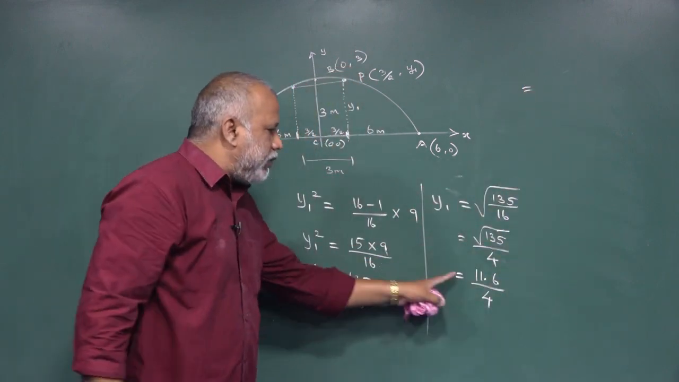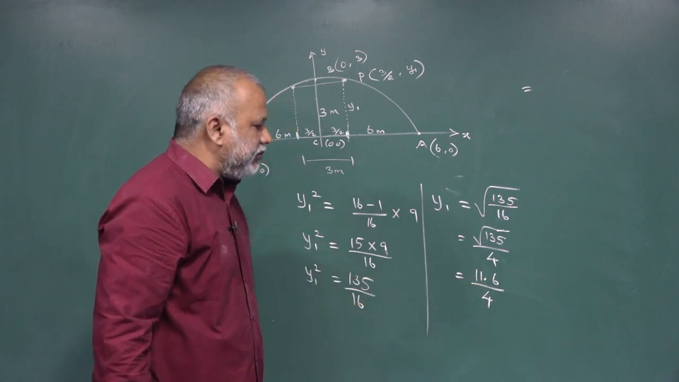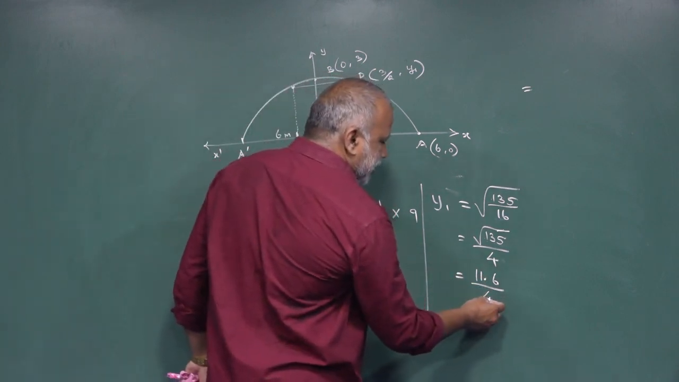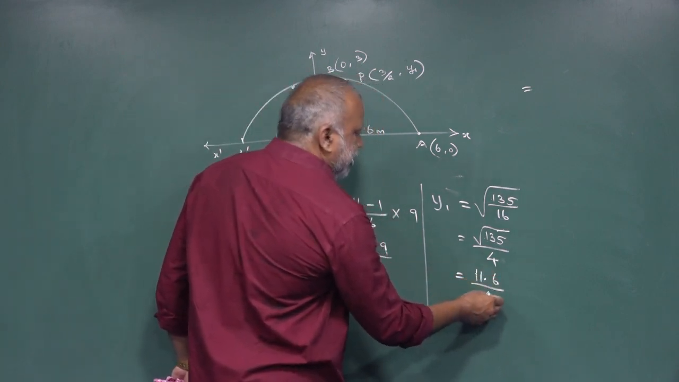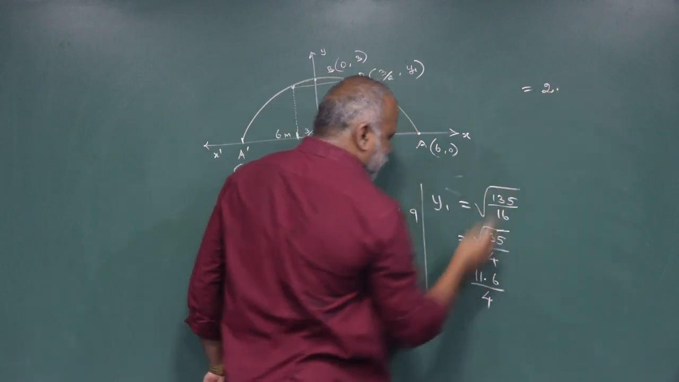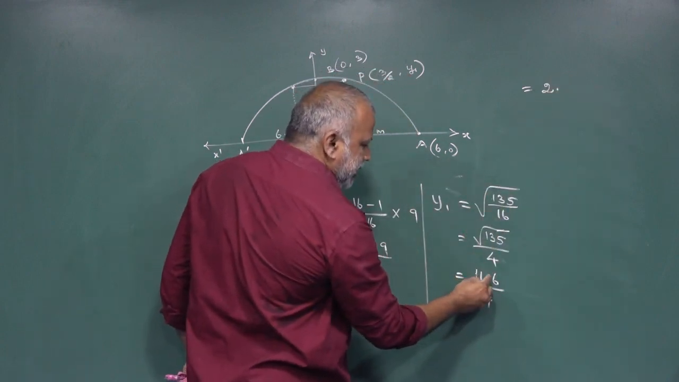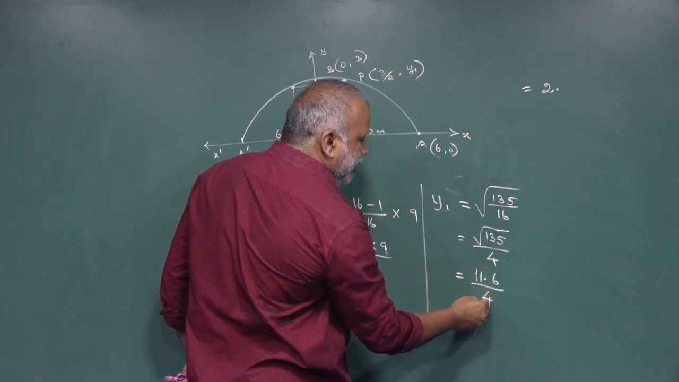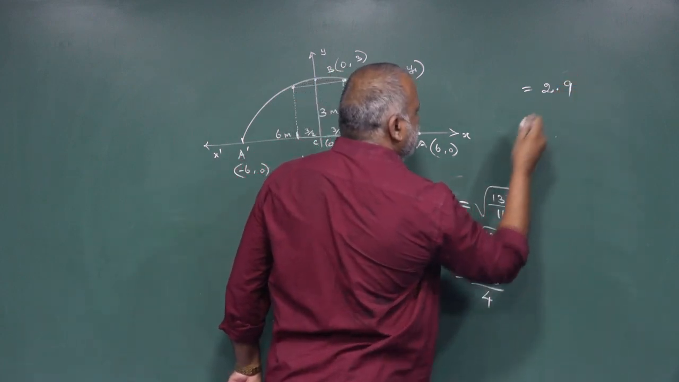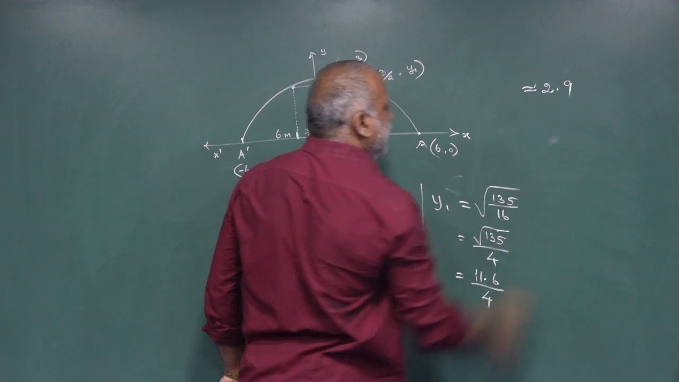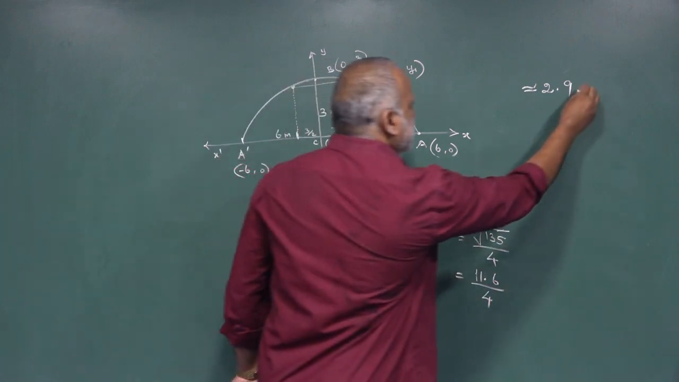Now y1 equal to 11.6 divided by 4. So normally divide this one. 11 divided by 4, we can get 2 times. The remaining is 3, 36 here. 36 divided by 4, so 2.9. So it may be approximately 2.9 meter.